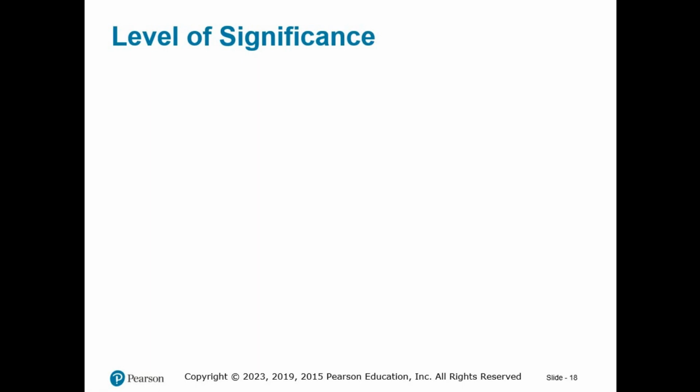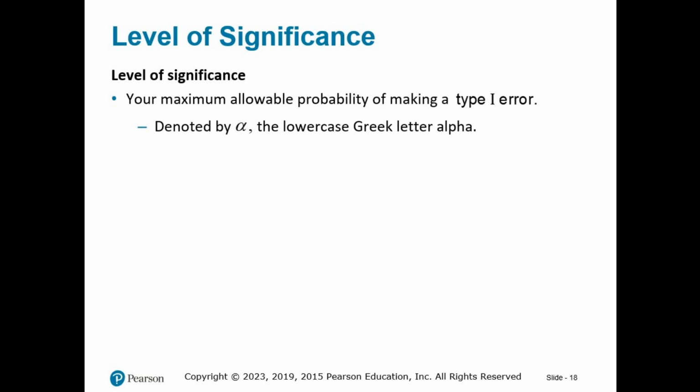Sometimes results are odd, though. How do we counteract accidentally rejecting something that is true just because a sample is a little unusual? To counteract those types of errors, specifically a type 1 error, which if you'll remember was to reject a null hypothesis that was true, we use what's called a level of significance. It is the maximum allowable probability of making a type 1 error. It is denoted by the lowercase Greek letter alpha.